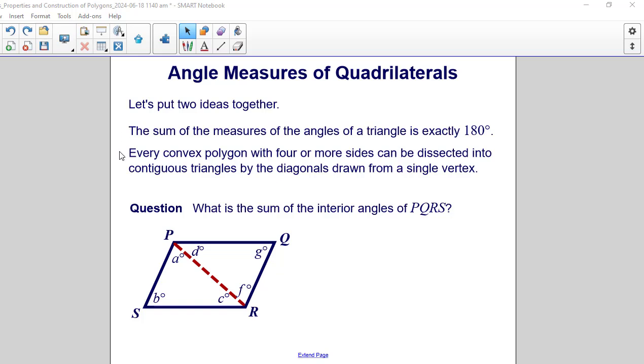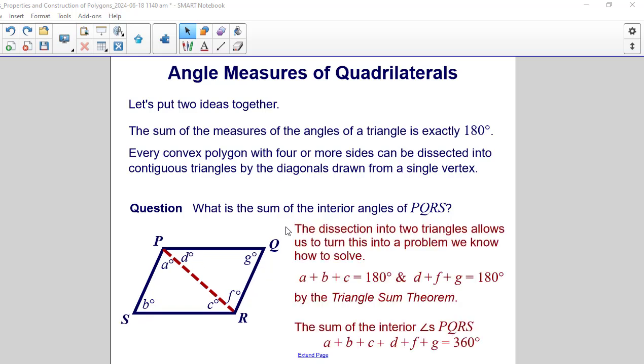Every convex polygon with 4 or more sides can be dissected into contiguous or touching triangles by the diagonals drawn from a single vertex. Which leads us to this question. What is the sum of the interior angles of the quadrilateral PQRS? The dissection into two triangles allows us to turn this into a problem we know how to solve.